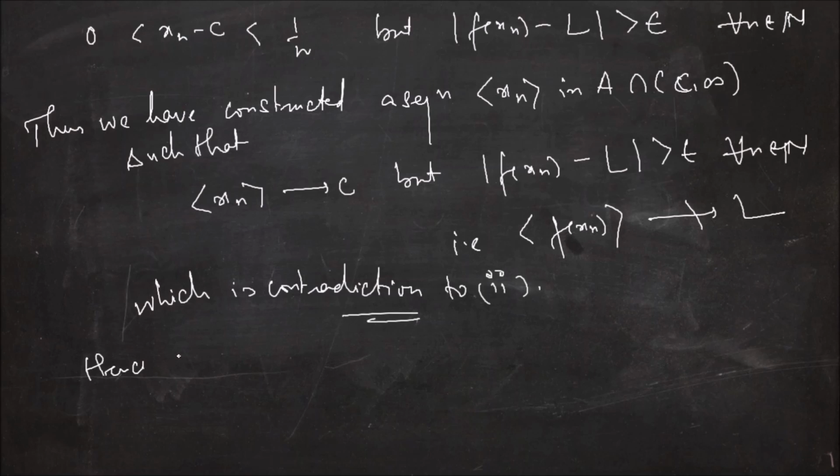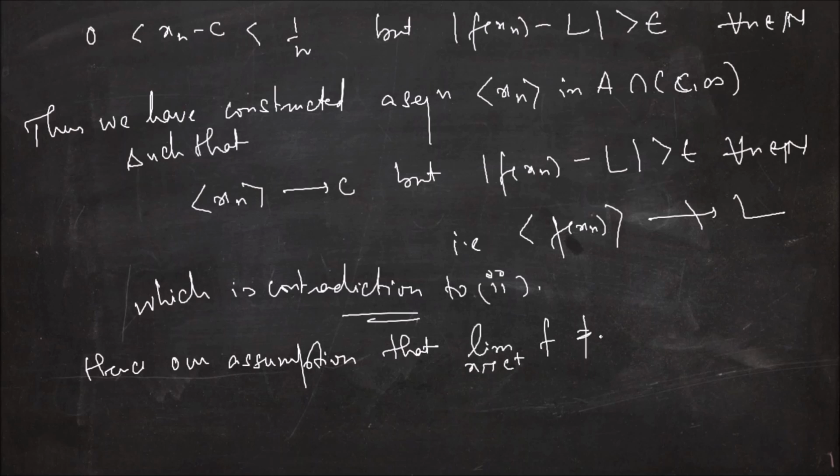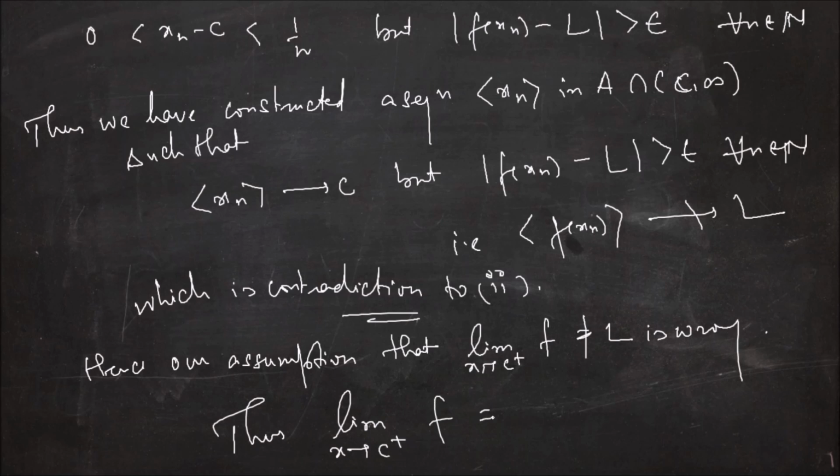Hence, our assumption that limit x tends to c positive of f is not equal to L is wrong. Thus, limit x tends to c positive of f is equal to L. So this completes the proof of question number 1.